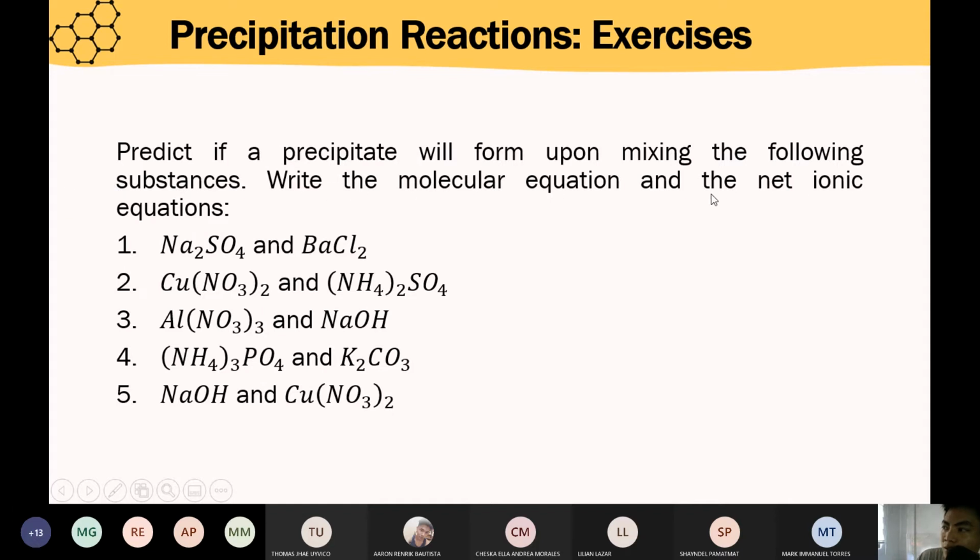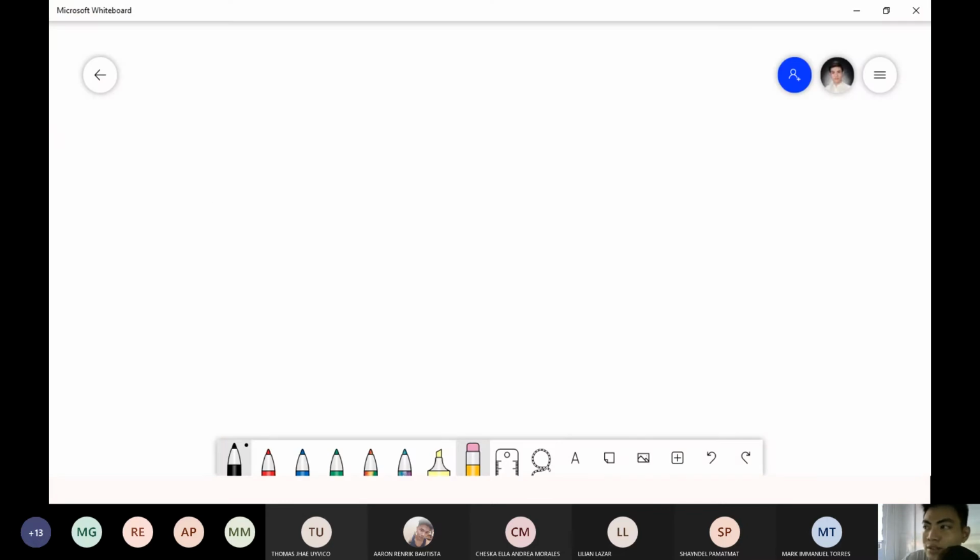Write the molecular equation and the net ionic equation. So first, pagaluin daw natin yung sodium sulfate and barium chloride. Okay? So, sige, let's do that, no? So, we have number 1. Let's mix the sodium sulfate and barium chloride.